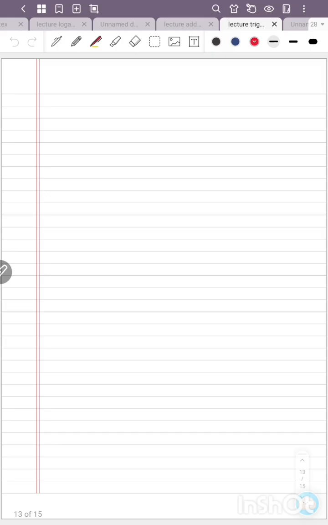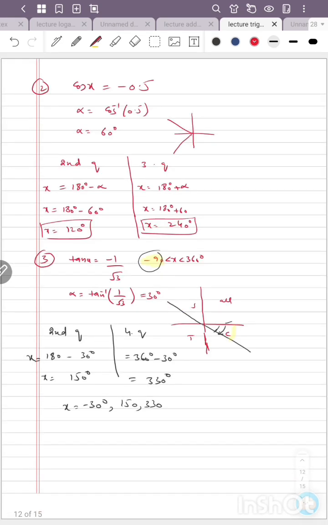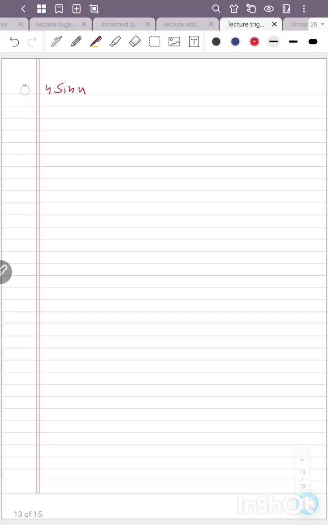हमारे पास नेक्स्ट क्वेश्चन है। I think last question was our third question, so this will be our fourth question: 4 sin x - 3 = 0. How do we solve this question?